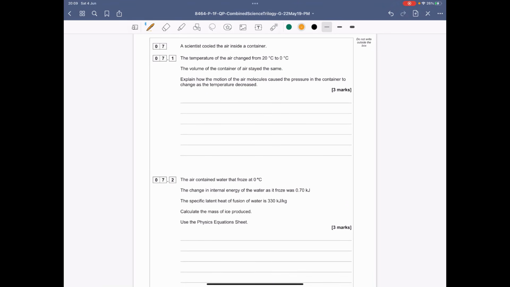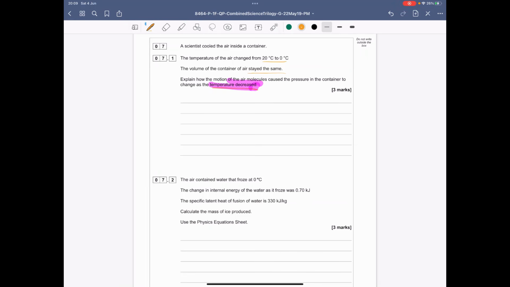Question 7 then. A scientist cooled the air in a container. The temperature of the air changed from 20 degrees to 0 degrees. The volume of the container of the air stayed the same. Explain how the motion of the air particles causes the pressure in the container to change as the temperature is decreased. So, if you are reducing the temperature, think about what that is doing to the particles.